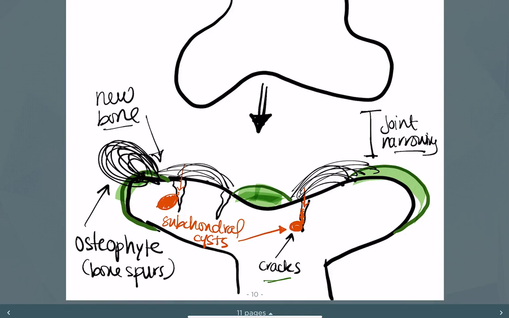And it's a vicious cycle, right? Once you get a disjointed joint surface, that causes abnormal joint loading, which causes additional stress on cartilage, and kind of around and around we go.